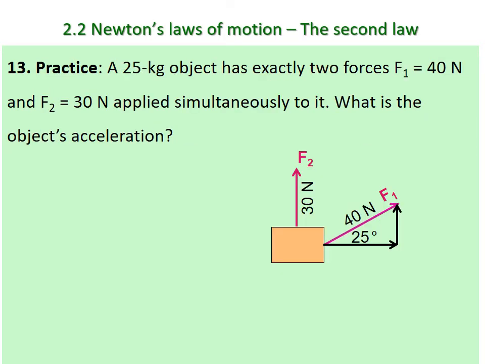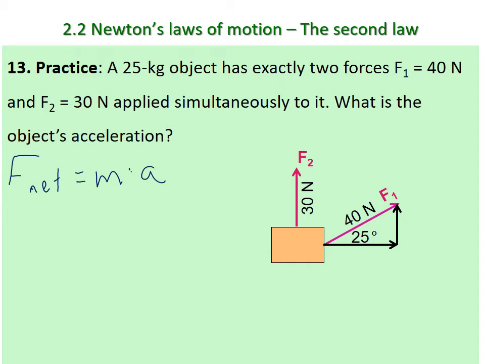Okay, practice problem 13. A 25 kilogram object has exactly two forces, F1, 40 newtons, and F2 is 30 newtons. And notice that F1 is at an angle of 25 degrees above the horizontal. What is the object's acceleration? So again, we're going to use Newton's second law that states that the net force on an object equals mass times acceleration. We have the mass, we need the net force.